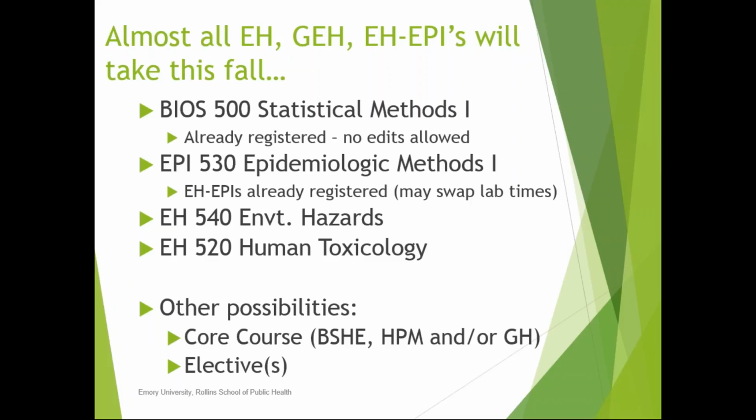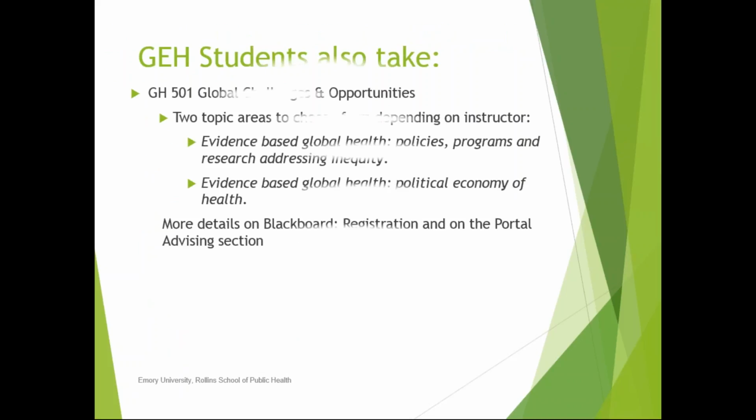Other possibilities for this semester is to try to add another core class, or you may choose an elective. So global environmental health students will also be enrolling in GH 501, which is Global Opportunities and Challenges. And there's 3 sections to choose from, and depending on the instructor, you will have a different focus area. And the different focus areas are outlined here.